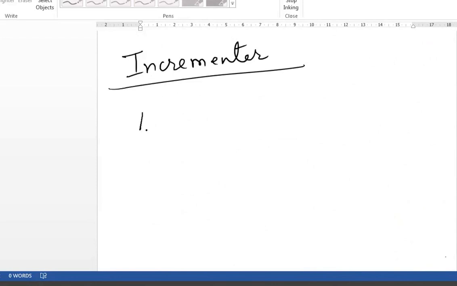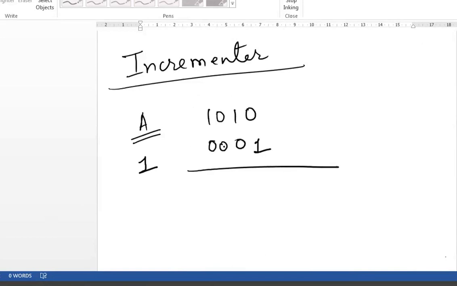Incrementer is what? Suppose value A is 1010. And what I need to do is add a simple 1 to it. I need to add only a 1 and nothing else. All these other values will be 0. I don't need to add anything over here. Only to the last bit I need to add 1. So what will be my input? I need to add only one bit here, and nothing to add here.